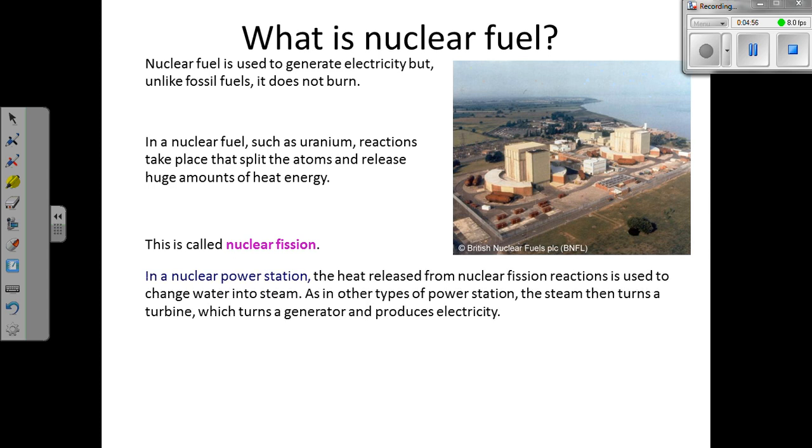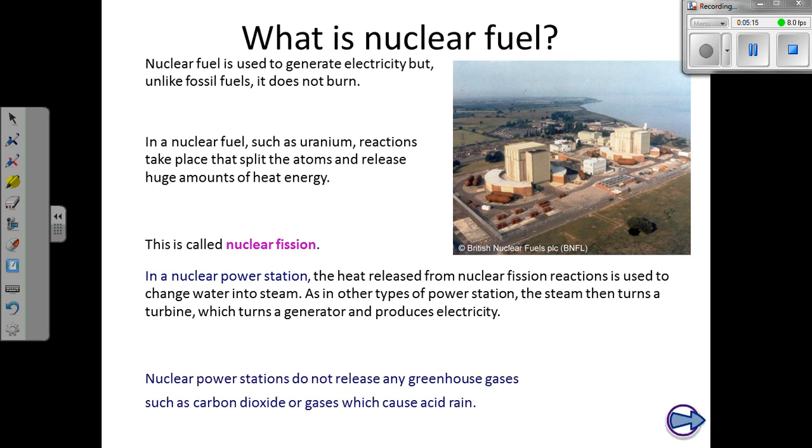In a nuclear power station, the heat released from nuclear fission reactions is used to change water into steam. As in other types of power stations, the steam then turns the turbine, which turns the generator and produces our electricity. Nuclear power stations do not release any greenhouse gases, such as carbon dioxide or gases which cause acid rain.